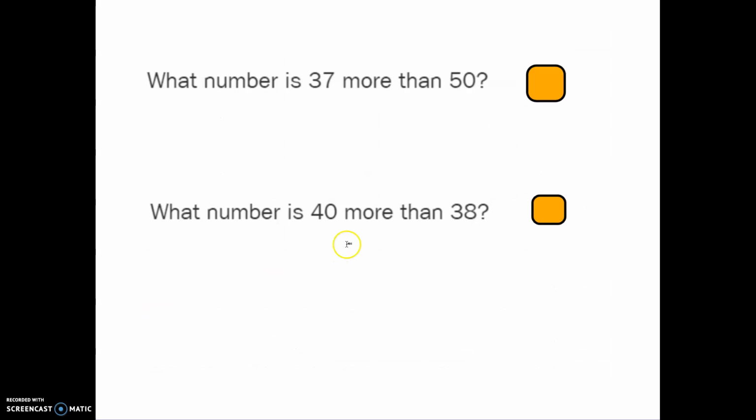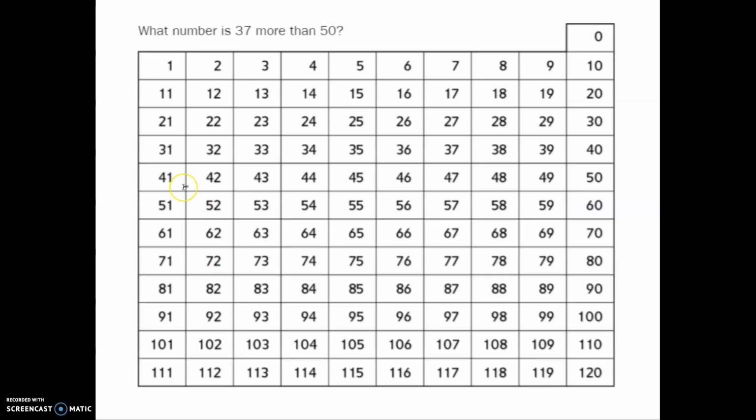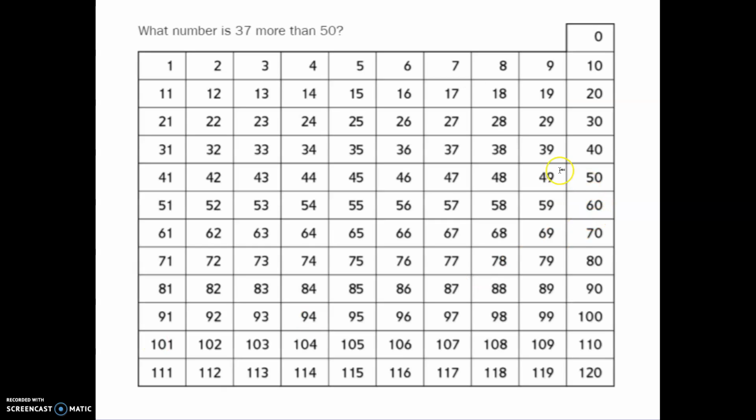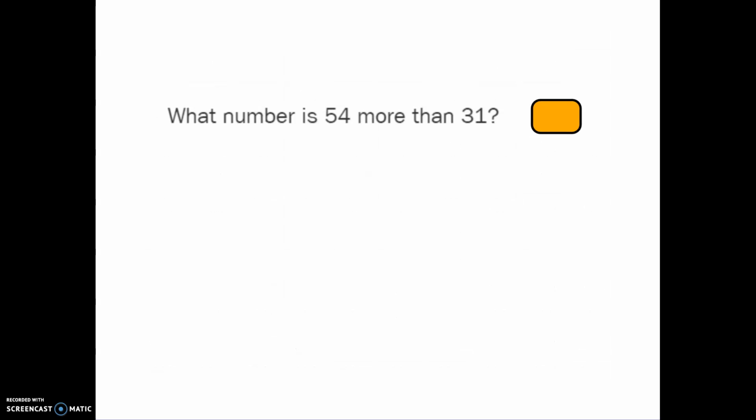What about 40 more than 38? So same thing. I'm going to start at 38 and I want 40 more. Well, remember, if I go down a block, I'm counting up by tens. So what is 40 more than 38? I'm going to start at 38, and I'm just going to count down by tens. 10, 20, 30, 40. Oh, 78. 78 is 40 more than 38.